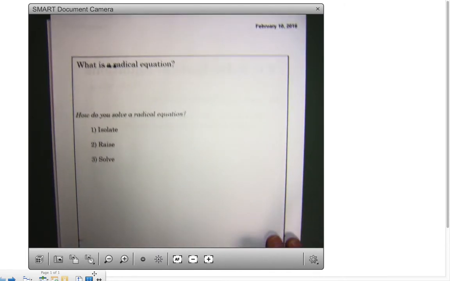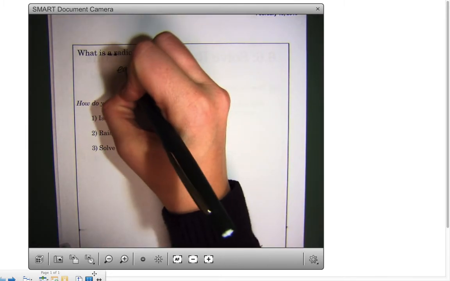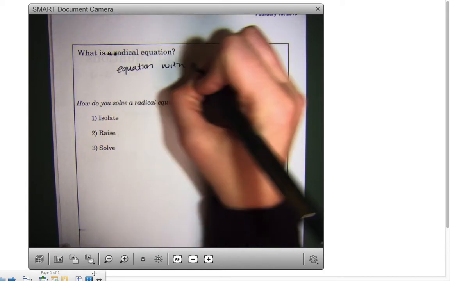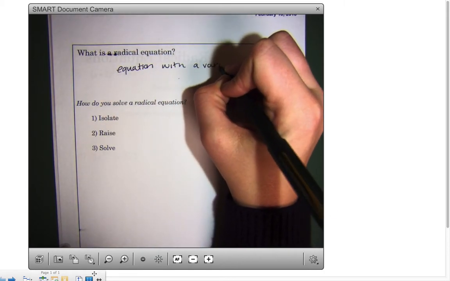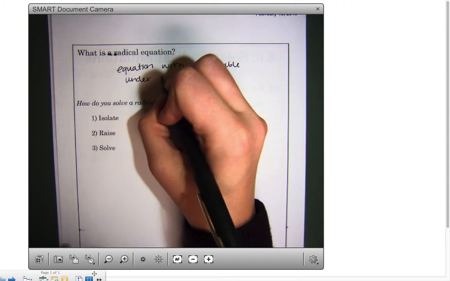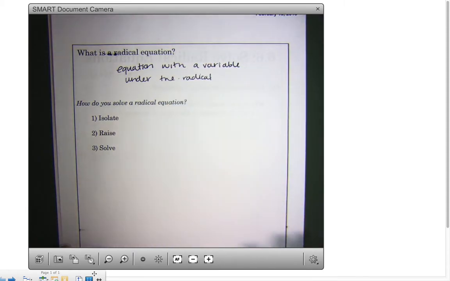All right, so when we say radical equation, what does that mean? That means that we're just going to have an equation with a variable that we need to solve for under the radical. We've done these before, but the ones that we'll do today will be a little bit more in depth.